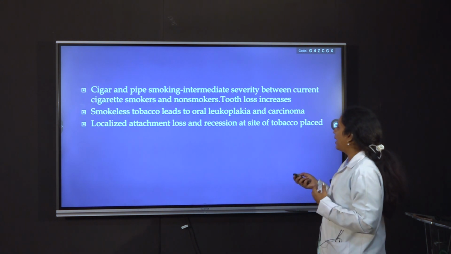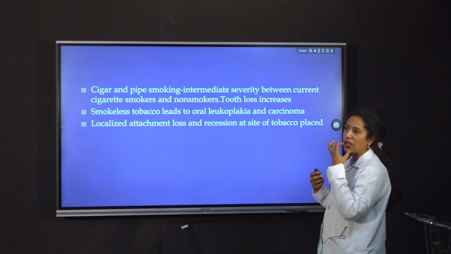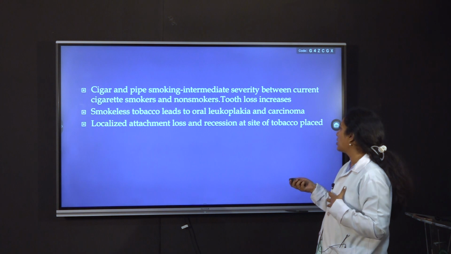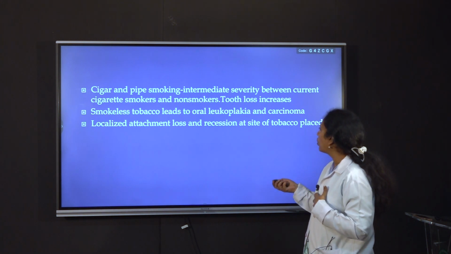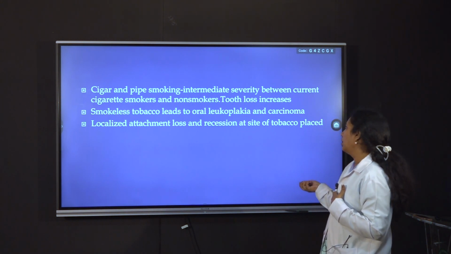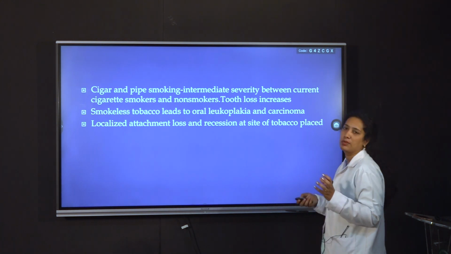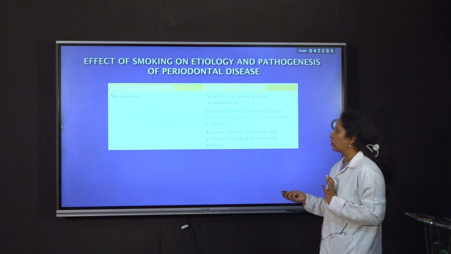Cigar or pipe smoking or reverse smoking also leads to changes in the palate, which has been carcinogenic, and smokeless tobacco leads to oral leukoplakia and carcinoma. Localized attachment loss and recession is very commonly seen in smokers.